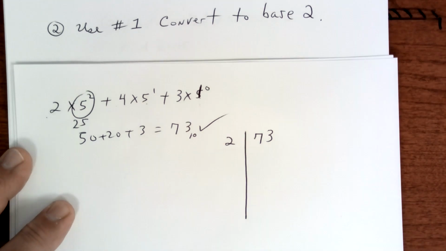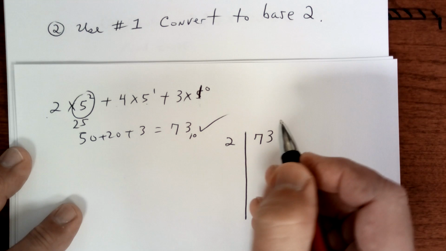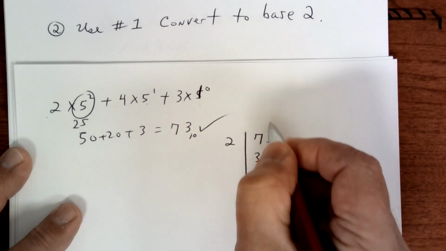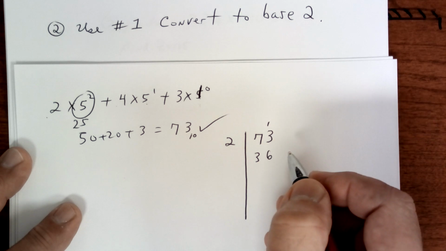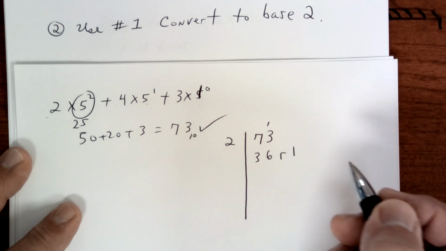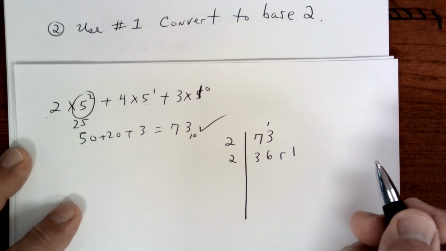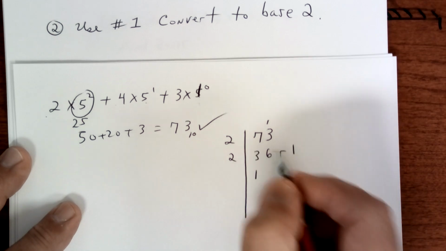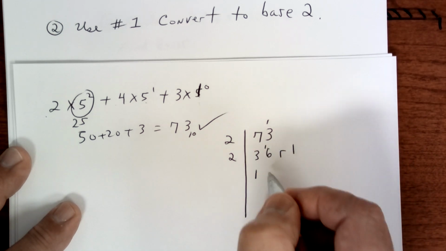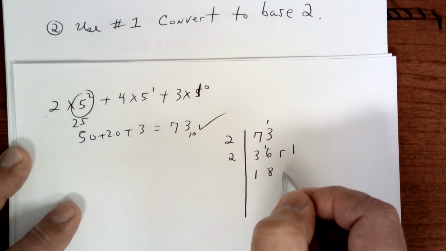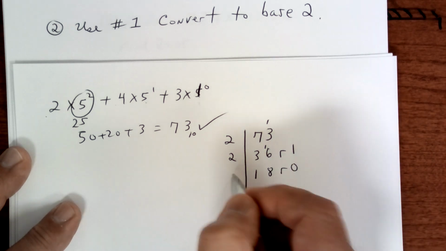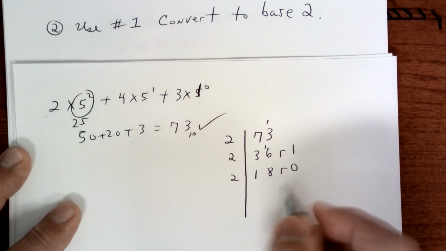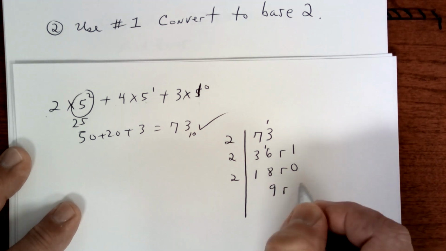So 2 goes into 7 3 times with 1 left over. 2 goes into 13 6 times. That's 12 with 1 left over. 2 again. 2 goes into 3 1 time with 1 left over. 2 goes into 16 8 times with 0 left over. 2 again. 2 goes into 18 9 times with a remainder of 0.